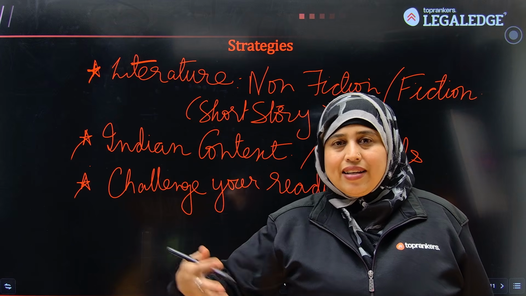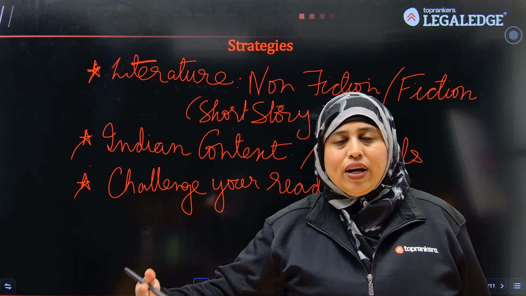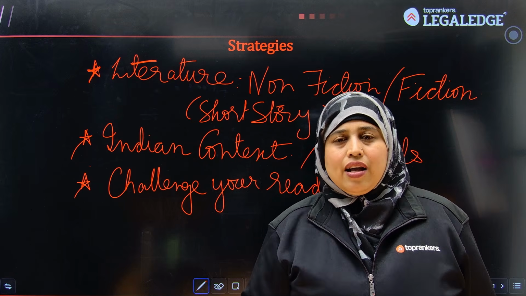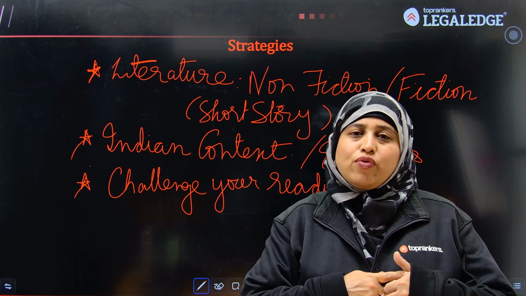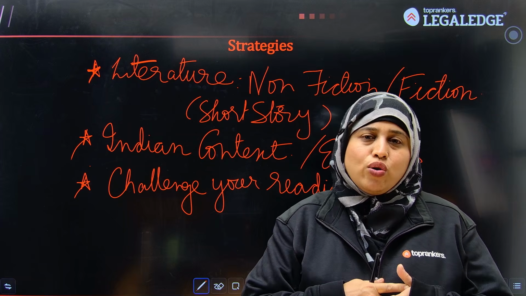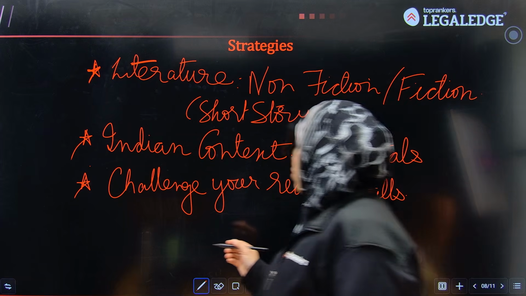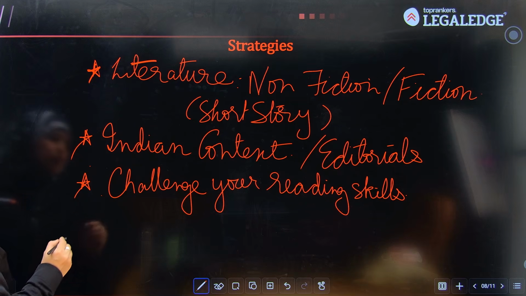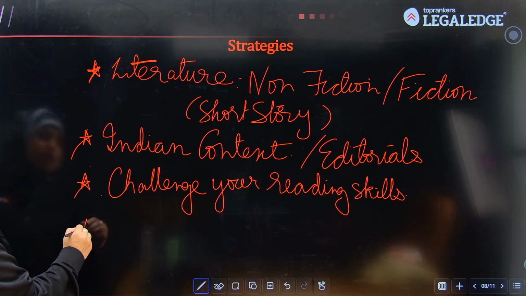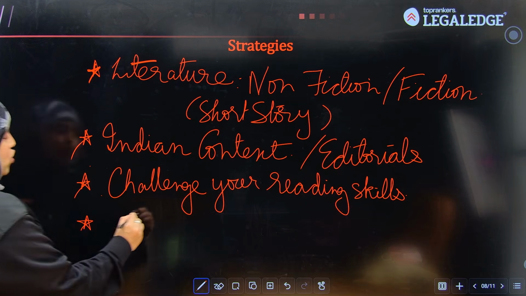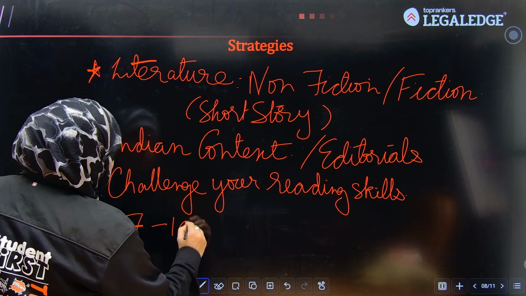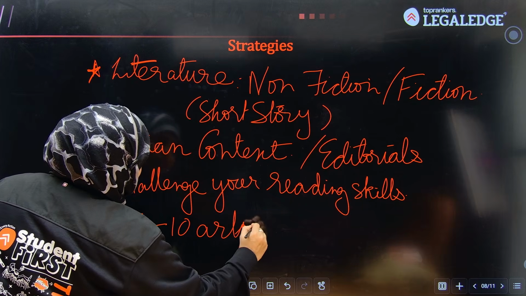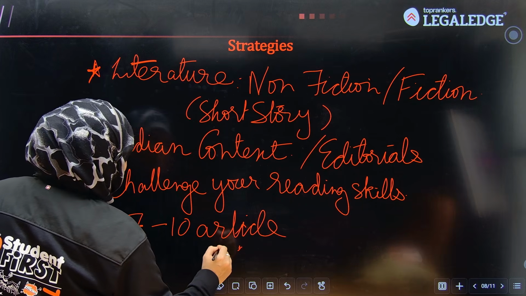You can set a daily target, like every day I'm going to read 2 articles around economics, 2 articles around philosophy, something like this. It will give you exposure towards vocabulary or terminology related to those genres. So that is going to be a good strategy for you, students. Challenge your reading skills, and every day you should read 7 to 10 articles if you aspire to go for CLAT 2027.